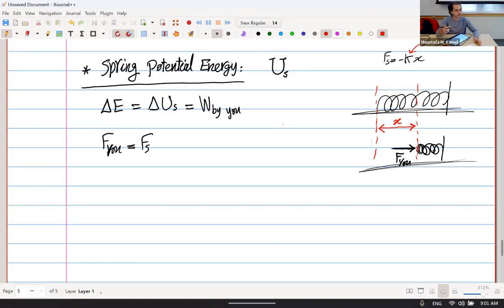It's like the mass: mass is how hard it is to move an object, and this is how hard it is to compress or stretch the spring. So it's equivalent to mass in some sense. And X is just the compression or stretch in the spring. Then the force exerted by you is positive Kx because you're pushing on the spring, okay? So Fu is positive Kx.